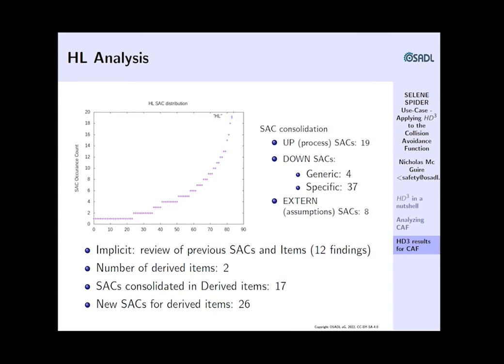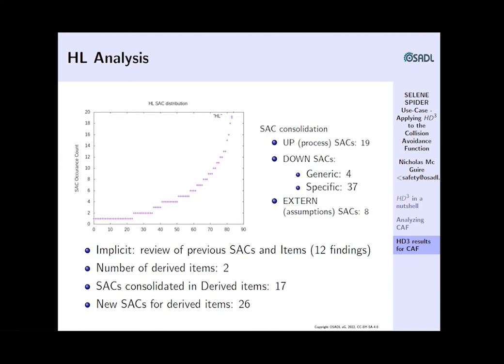So this is what we ended up with when we analyzed collision avoidance. We had 19 SACs at the process level. We call those up SACs. A process level SAC is something like system testing, configuration management, or something like that. And we had a number of generic implementation level SACs, which we call down SACs, or down safety application conditions, and 37 were specific. So it looks a little bit wilder than it is. We say we have 85 safety application conditions, but actually the specific ones are not that many. And we had a number of assumptions that we have to make for the external elements, which we call external SACs.